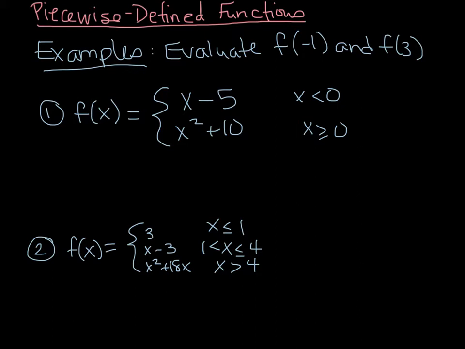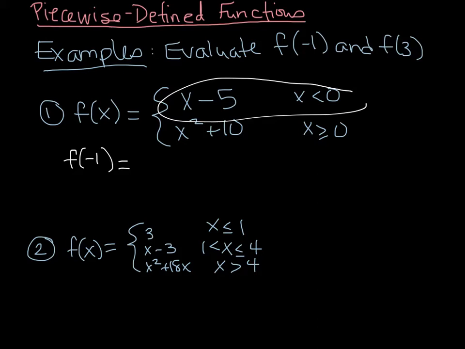So first of all, for number 1, for f of -1, because we are looking at -1, we're going to look at the top part, which is when x is less than 0. So you're going to substitute in -1 for x. You get -1 minus 5. So f of -1 gives you -6.